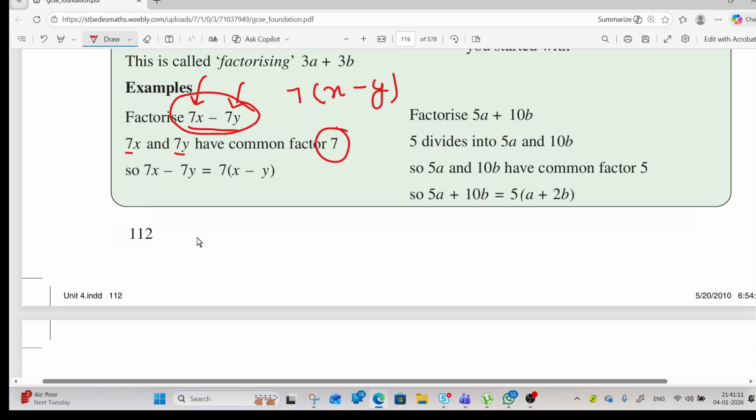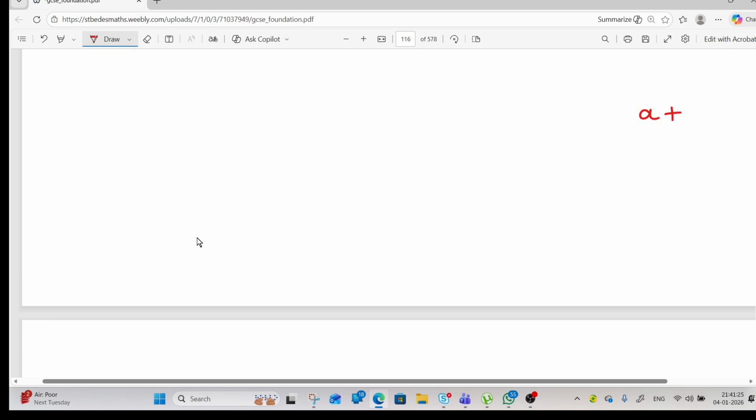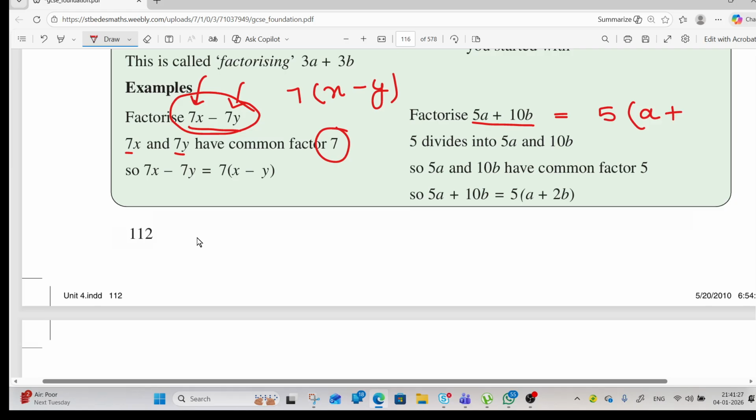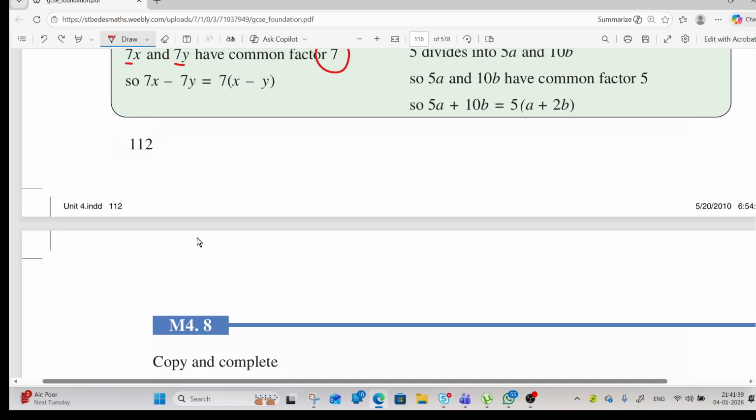In this question, if I have to factorize it, what is the common factor of 5a and 10b? I can take 5 out, because in both terms 5 is a common factor. If I take 5 out, I will get a. And here, because out of 10 I have taken 5 out, so I can write 2b, right? Because 5 times 2 is 10, right? So that's how we factorize any algebraic expression, okay?